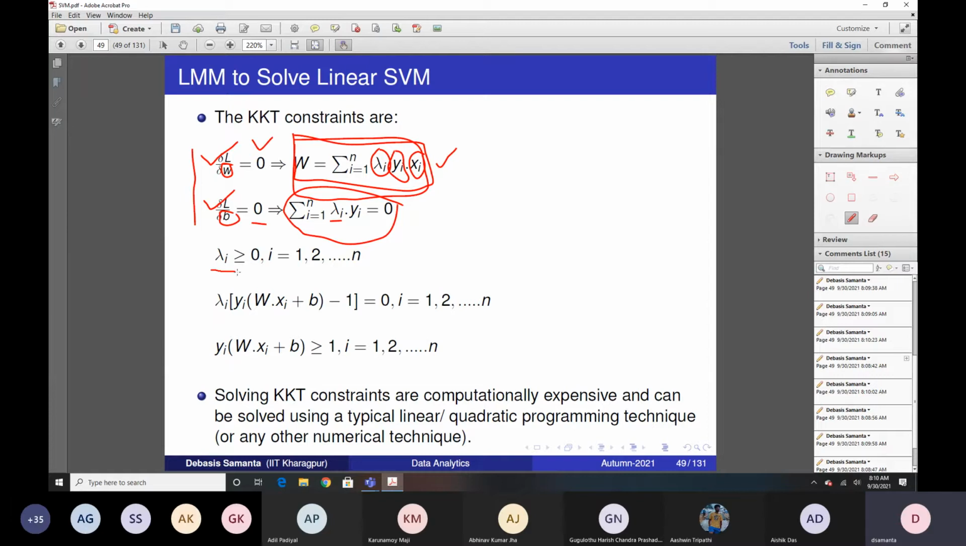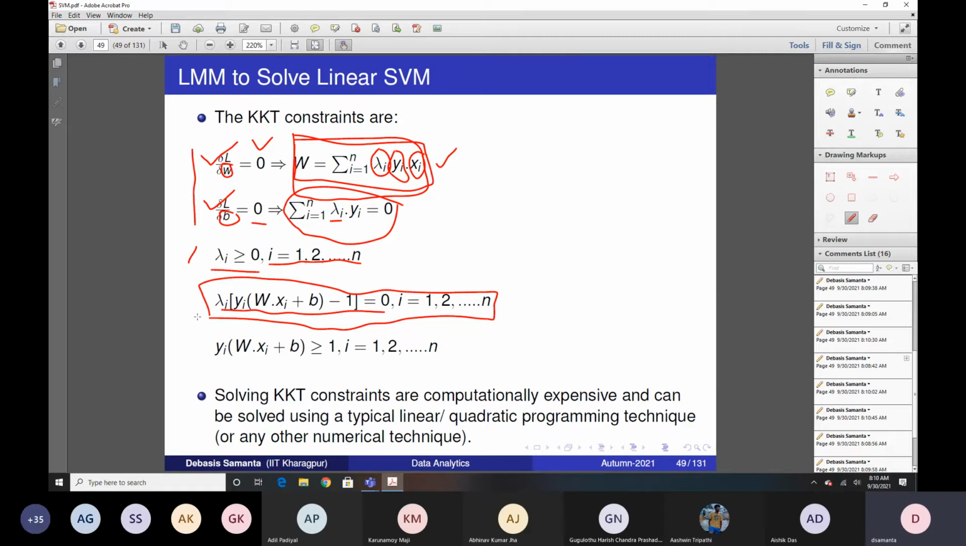And then the next constraint is lambda i greater than or equal to 0, and this will be true for all i equals 1 to n. That means there should not be any Lagrangian multiplier with a negative value. So this is another constraint, and then the next constraint is as per our equation given there. So all the lambda values should satisfy this constraint, and this is very important, right? One expression we should note because it has one implication.